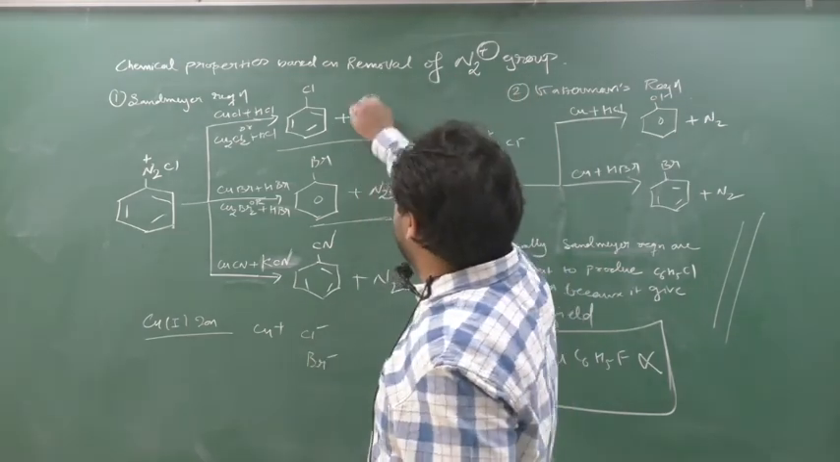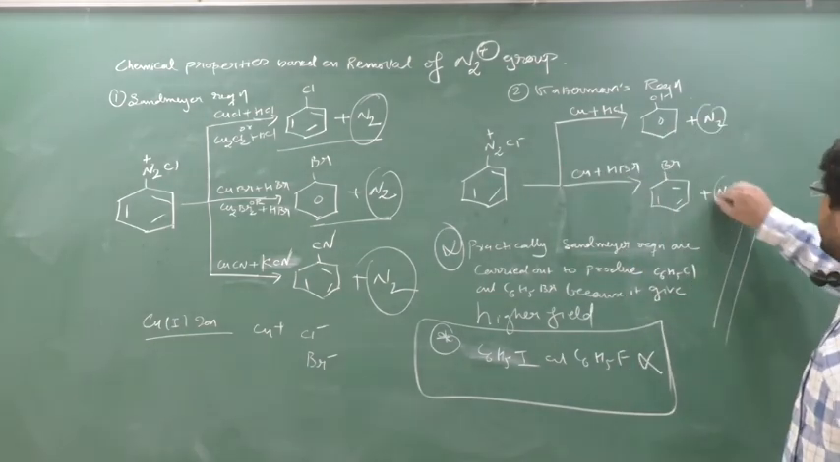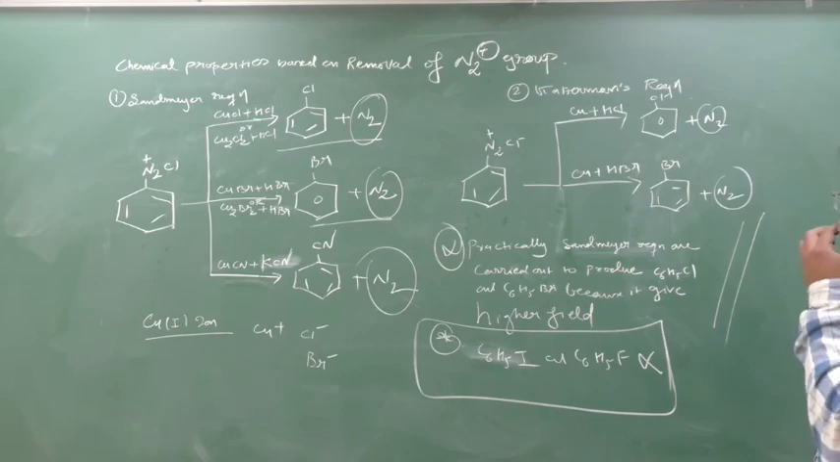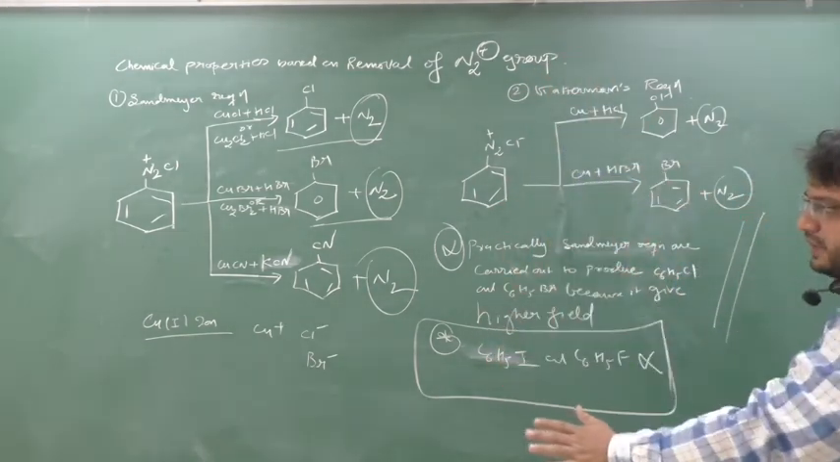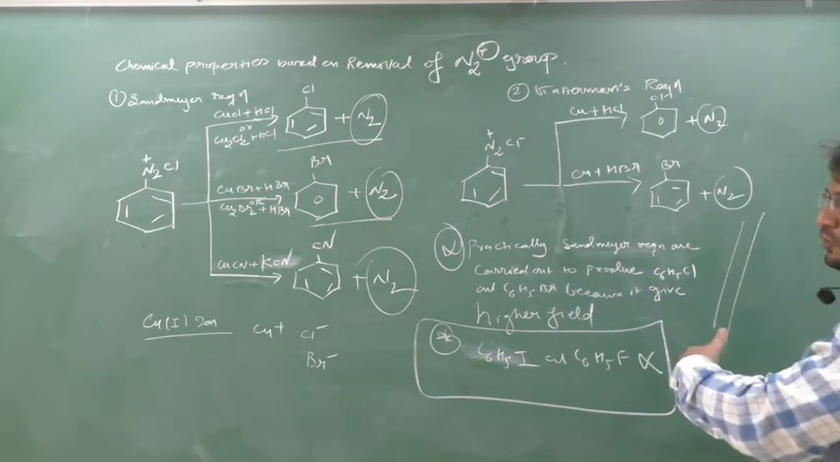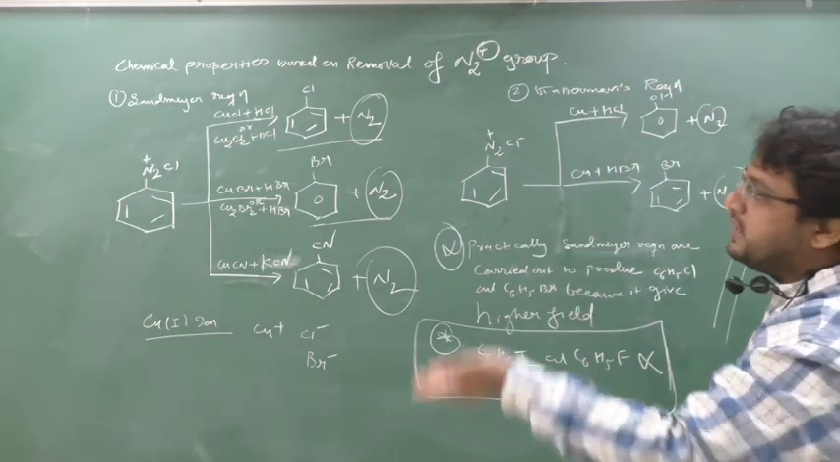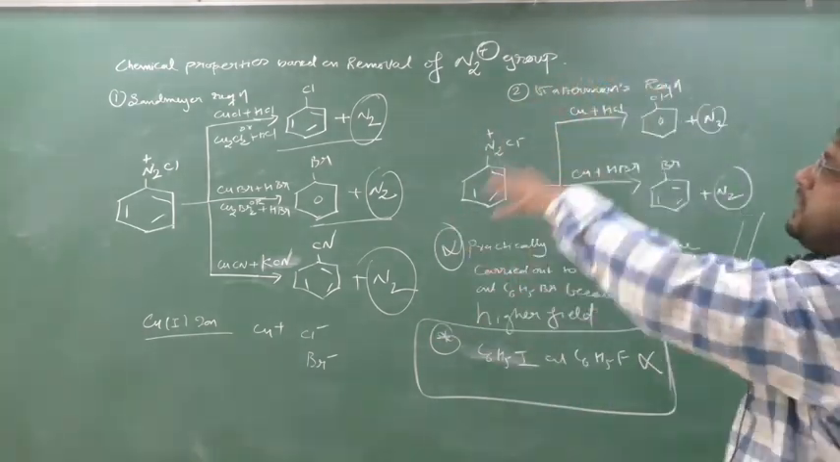You can see that in every place N2 is removed. So only the first two reactions I have done. Still a number of reactions are there. We'll see them in the next class. Then we will go with the retaining of the N2 plus group. Tomorrow I will complete the chemical properties based on removal of the N2 group, and also those based on retaining the N2 plus group.